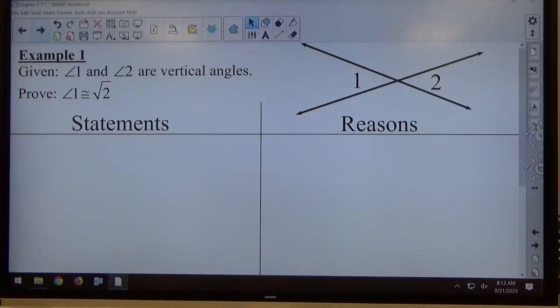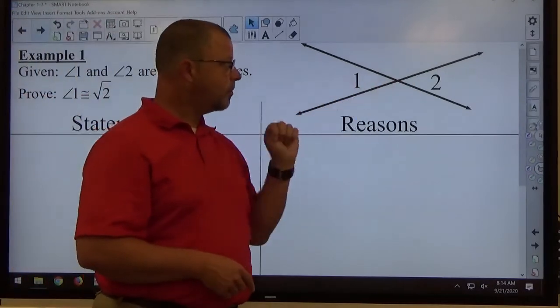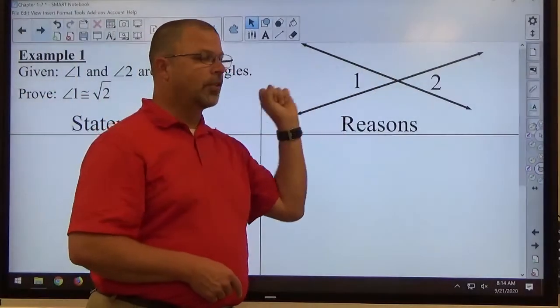Second one's telling us that angle 1 and angle 2 are vertical angles, and that's what vertical angles are. We've seen this picture before. And we know about the vertical angles.